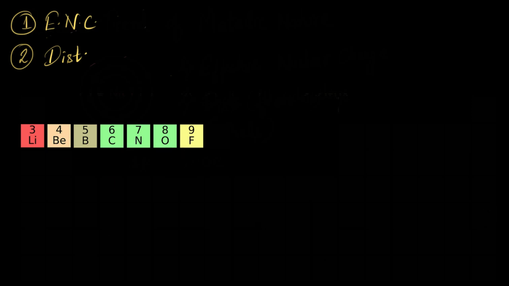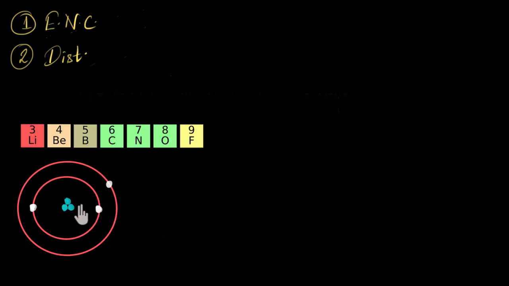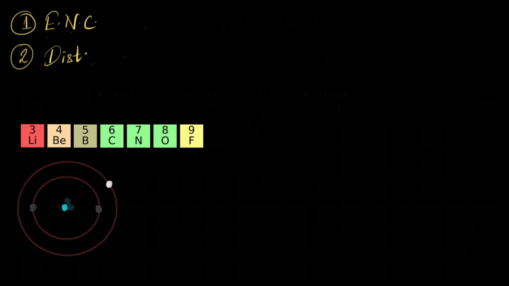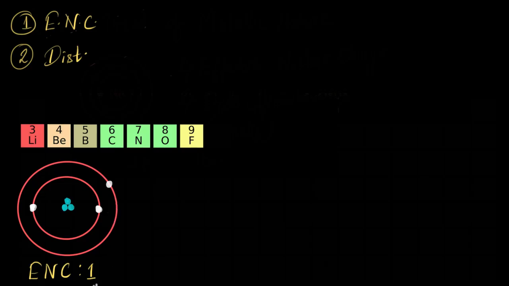Lithium's atomic number is 3. It has 3 protons in the nucleus and 3 electrons. If we focus on this valence electron, it is being pulled by 3 protons. But that's not it. It's being repelled by these 2 inner electrons also, like charges repel. So this electron is being pulled by 3, being repelled by 2. So technically speaking, this electron is being pulled by 1 proton effectively, right? So the effective nuclear charge that this electron experiences is going to be 1.